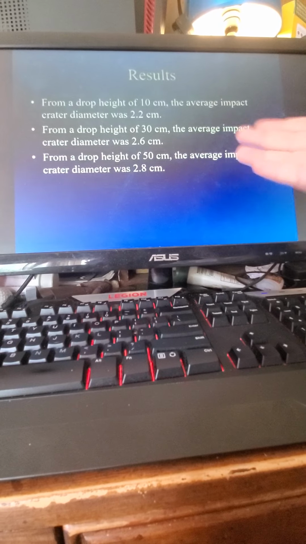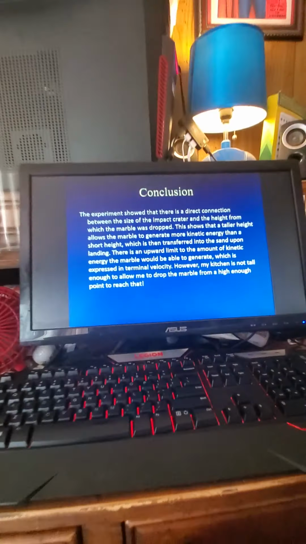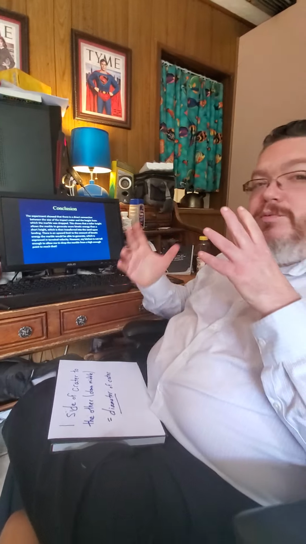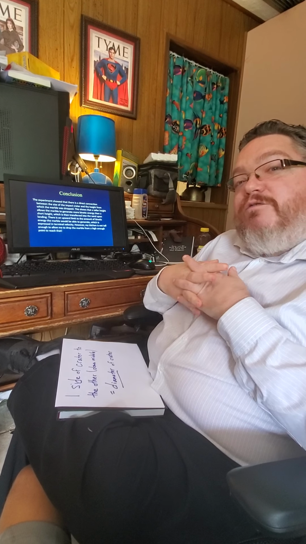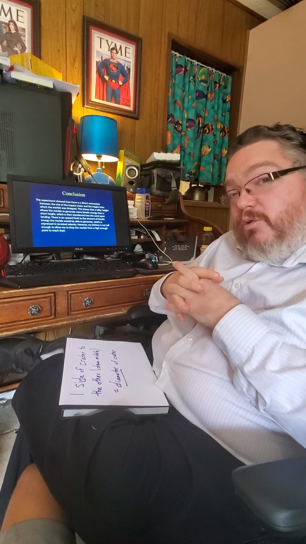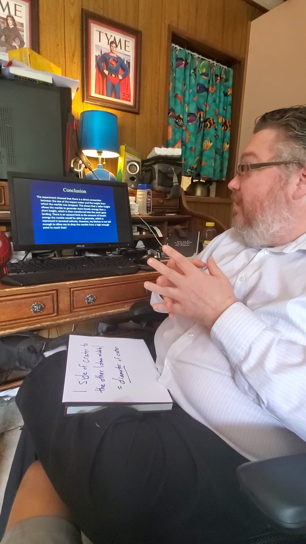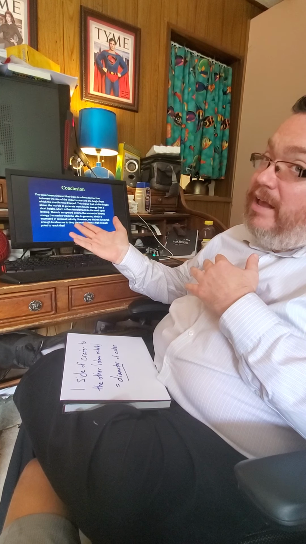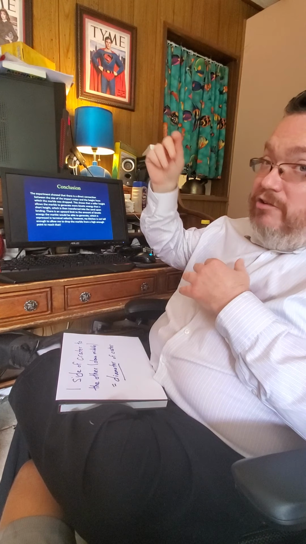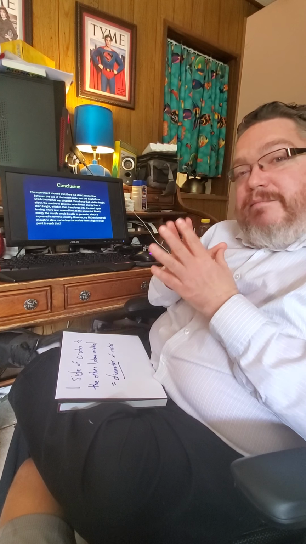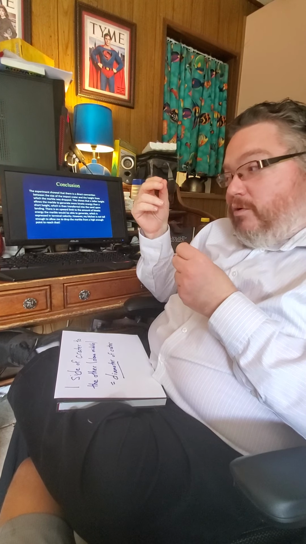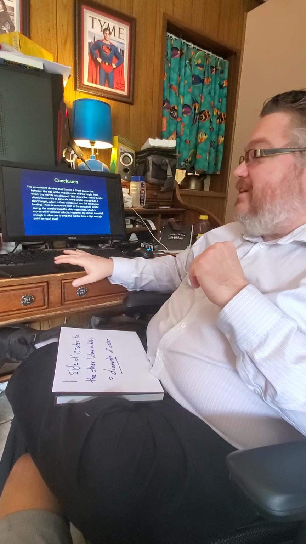So this is, again, just a recap of the data that I just talked about. It does show, in this experiment, that there is a direct connection between the size of the impact crater and how far the sphere or the marble was dropped before it hit the sand. Now, there is an upward limit to the amount of kinetic energy that marble can put in that sand, and we call that terminal velocity. Now, I did this inside my house, so I didn't have a ladder high enough to reach terminal velocity, but within the atmosphere of the planet Earth, there is a point where things can't drop any faster because the friction of the atmosphere is going to keep them from accelerating any further. However, we didn't get there with this experiment.